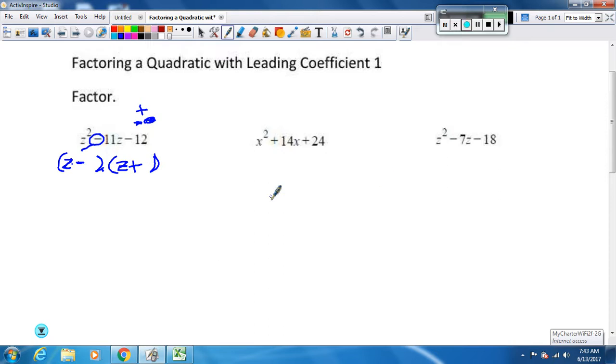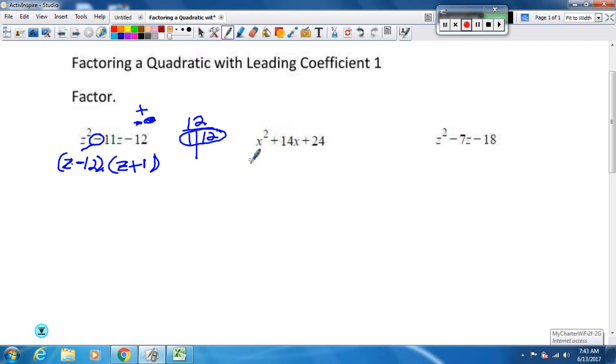We want the factors of 12 that when you subtract them equal 11. So the factors of 12 are 1 times 12. When you subtract those, they equal 11, this middle term. So the biggest number always comes first, and then the 1, and you are finished with that one.